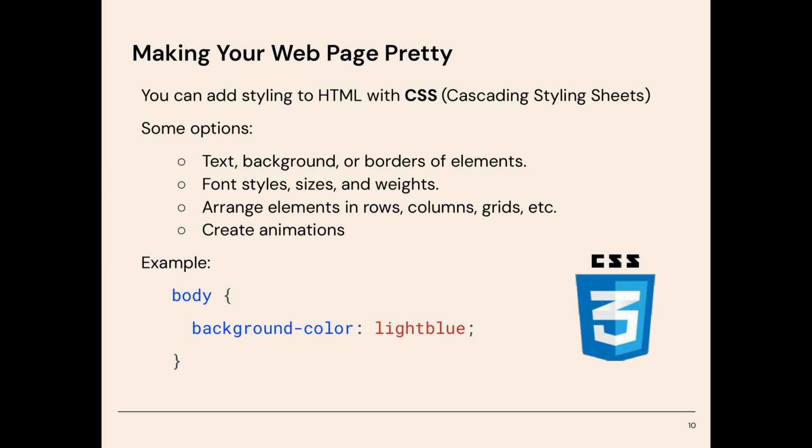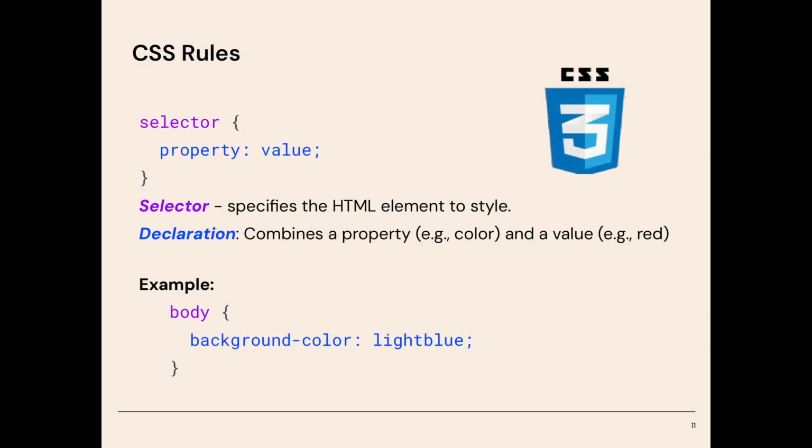A CSS rule looks like this. It's made up of two main parts: the selector, which tells the browser which of the HTML elements you want to apply your styles to, and then the declaration block, which contains one or more declarations. A declaration consists of a property, which is what you actually want to change, so the color, the font size, the margin, etc., and a value, which is how you want to change it. Do you want to make it red? Do you want to make it 16 pixels wide? Do you want to make it 10 pixels tall, etc.? Each declaration is separated by a semicolon, and the entire declaration block is wrapped in curly braces.